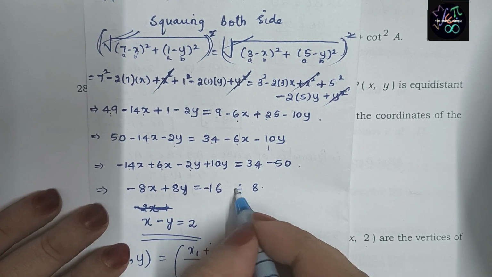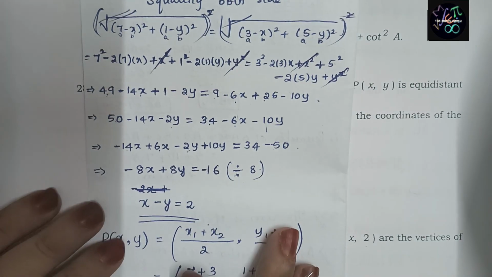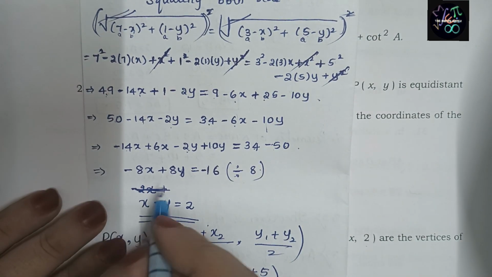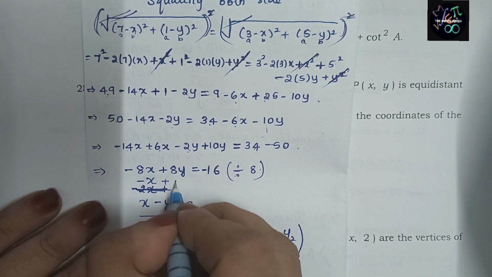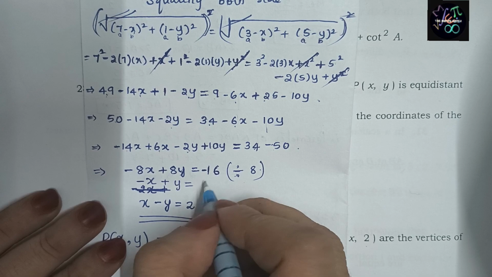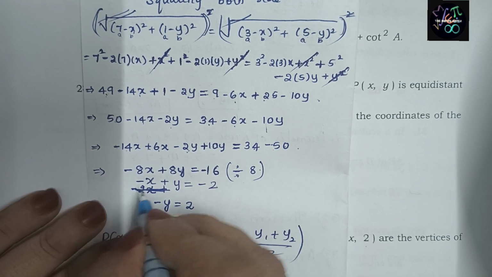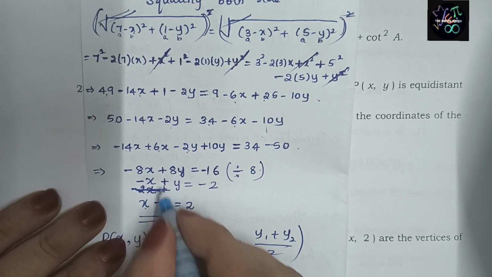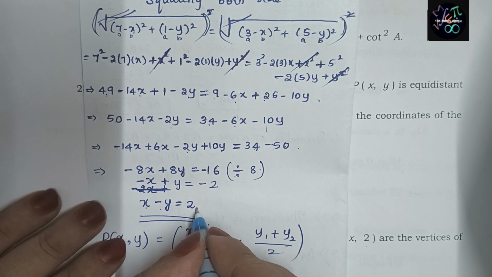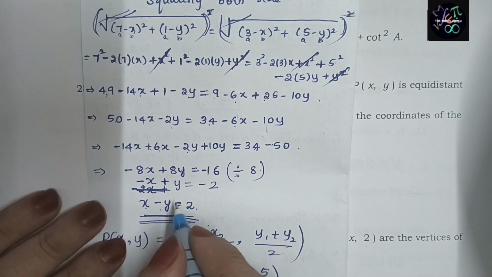This whole equation gets divided by 8. That 8 gets cancelled. So in one step I will write minus x plus y is equal to, 8 twos are 16, minus 2. Now if I change the sign, minus x becomes plus x, plus y becomes minus y, is equal to minus 2 becomes plus 2. That is the relation between x and y: x minus y equals 2.